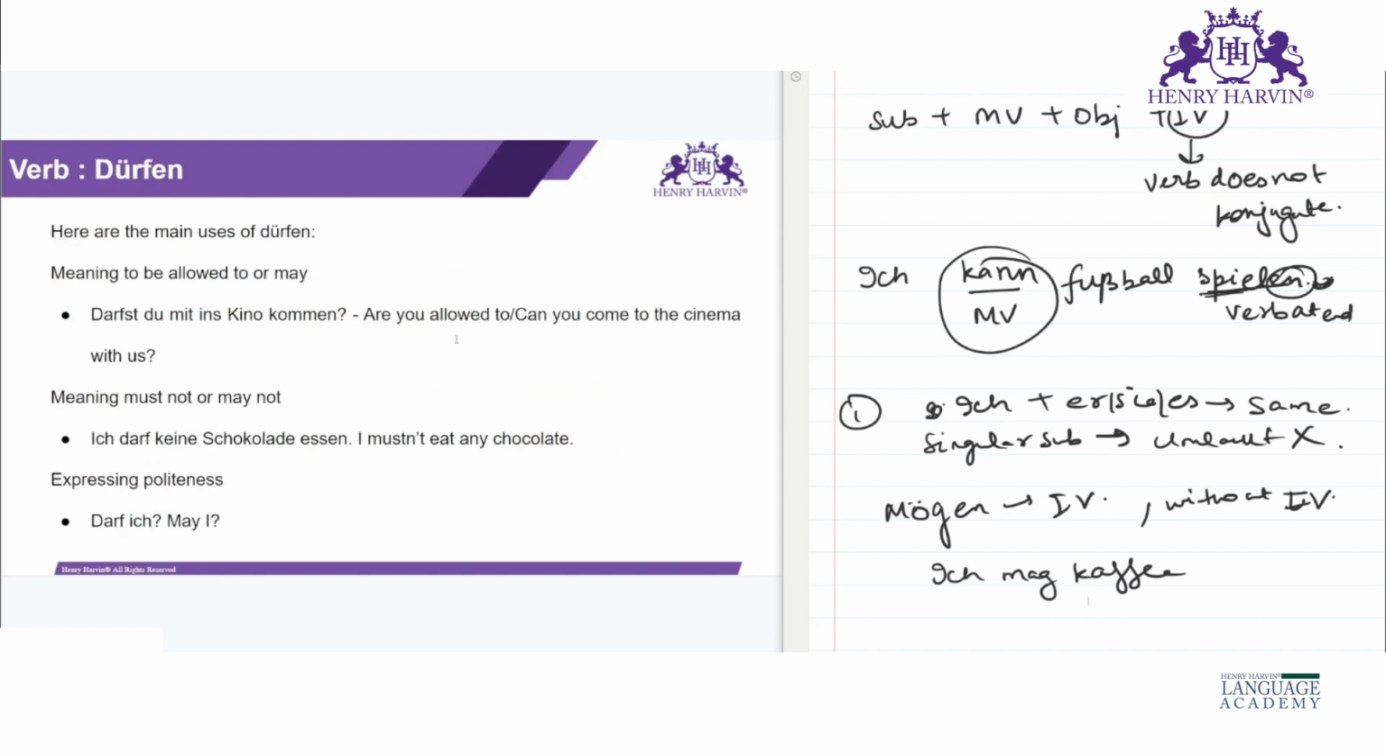Then we have dürfen. Dürfen means you are giving permission to someone. So that comes under the category of permission. Darfst du mit ins Kino kommen? Are you allowed to come to the cinema? It also gives the meaning of can you come to the cinema? Ich darf keine Schokolade essen. I must not eat any chocolate.